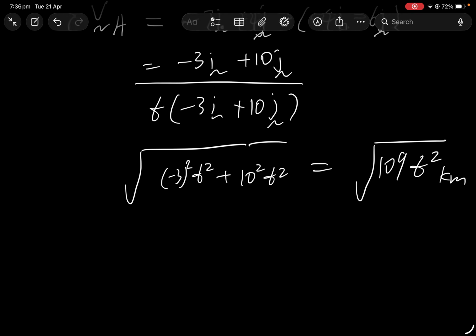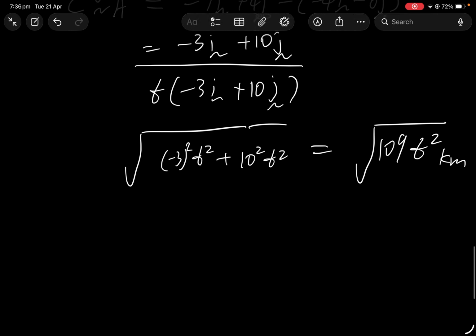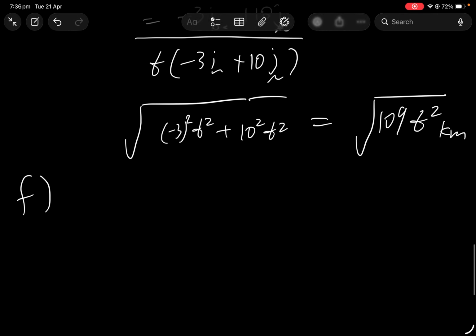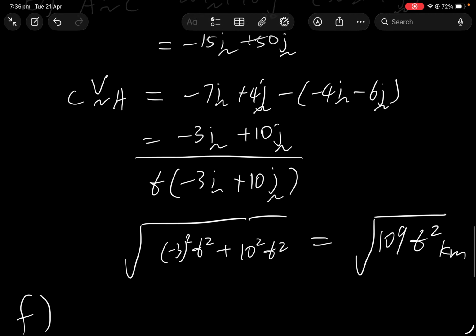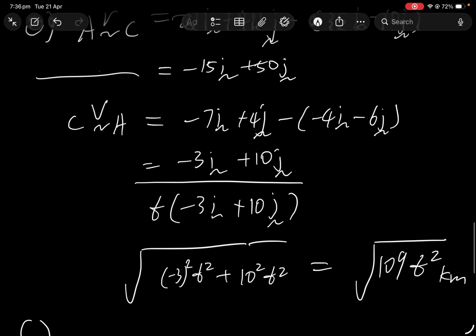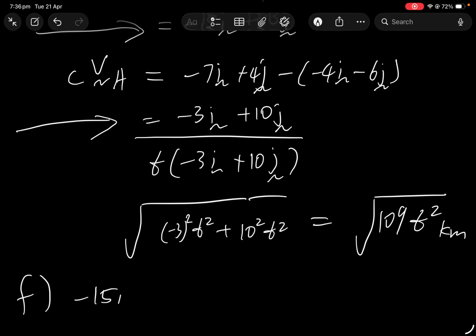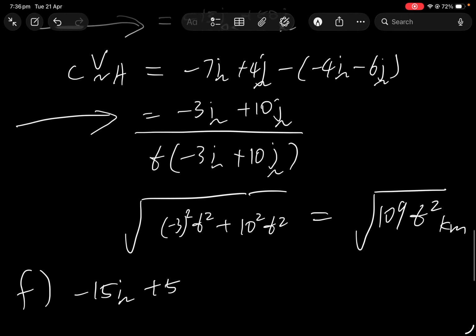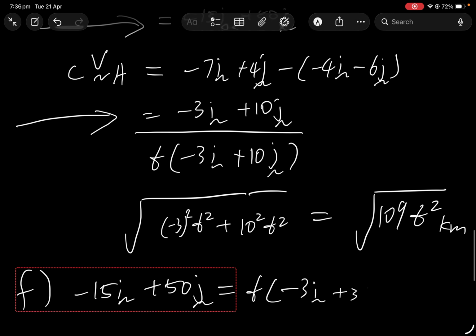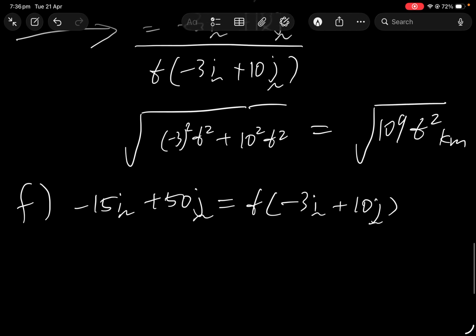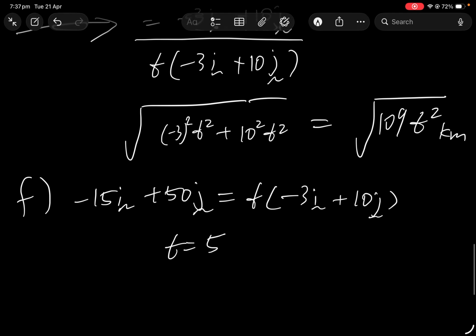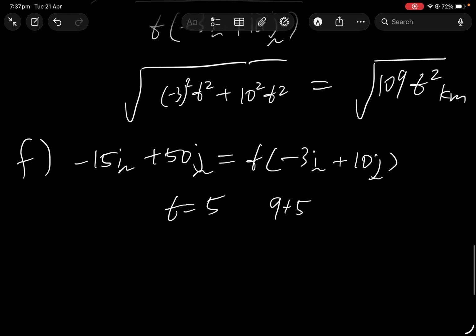That's with t inside. So for question F, it asks us the time C will meet A. So we'll just use this one, and also this one. We'll just divide like how we did A and B. So negative 15i plus 50j equals t times negative 3i plus 10j. And t will equal 5. So still 9 plus 5 equals 14. So they'll meet at 2 in the afternoon.